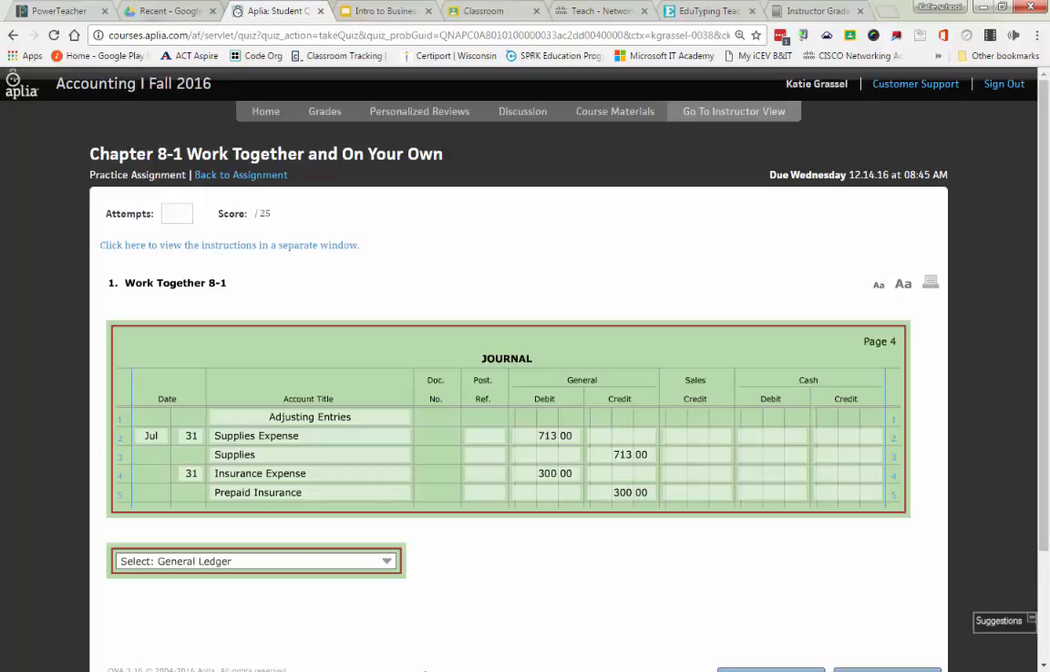Sure. So we have to go through and post. What does posting mean? We take our information from our journal and put it in our ledger. And we're going to post from top down. So I'm going to look at line 2 here, because line 2 is the first line that actually physically has a number. And my first line 2 here says supplies expense. So down here in my general ledger, I'm going to find my account for supplies expense.